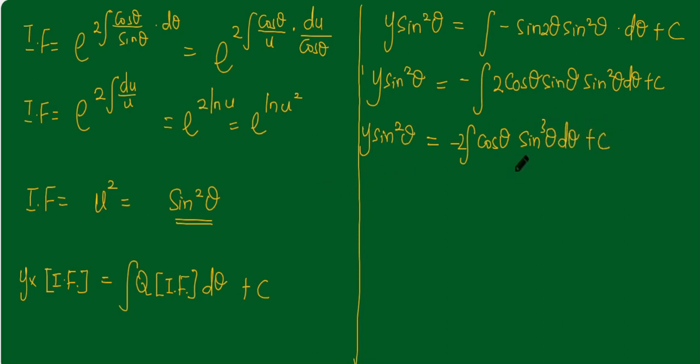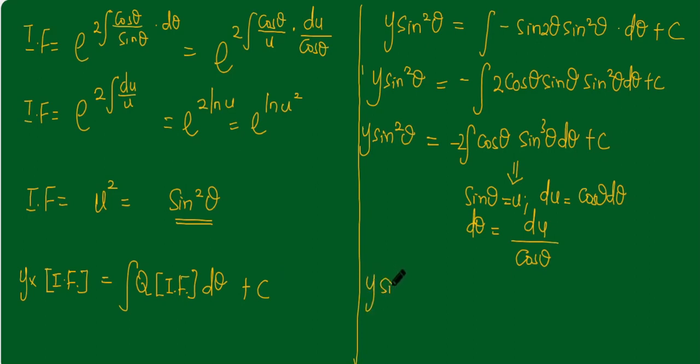So using u substitution, we can make sine theta be equal to u. So our du will be equal to cos theta d theta. Hence, our d theta can now be equal to du divided by cos theta. We can use this to evaluate the integral. y sine square theta is equal to minus 2 integral of cos theta multiplied by u cube multiplied by du divided by cos theta plus c.